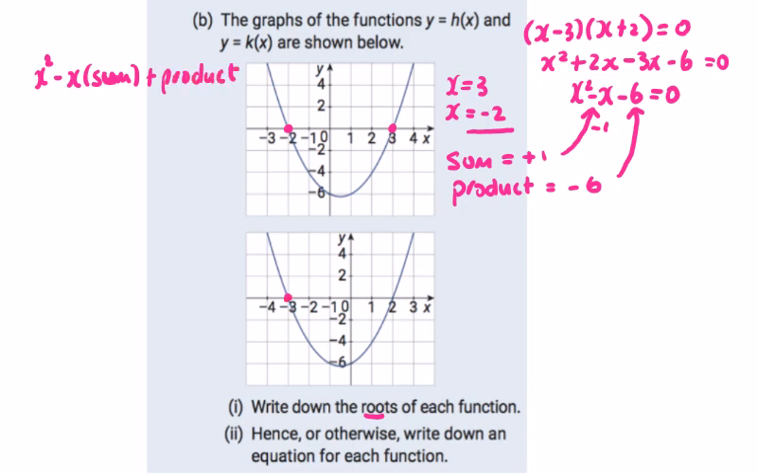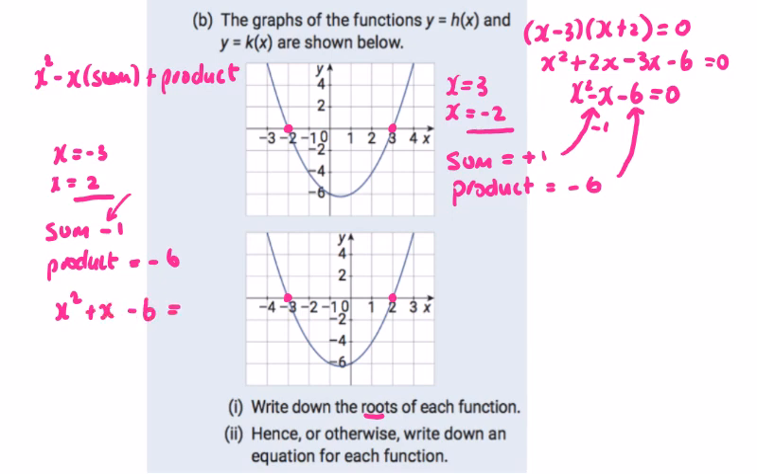So with this one, we have a 3 and a 2. So really quickly, you could say the roots are x equals minus 3 and x equals plus 2. The sum is minus 1 and the product is also minus 6. So this is x squared. Change the sign. So plus x minus 6 equals 0. Just an alternative way to do it.